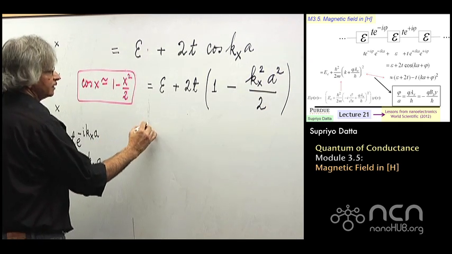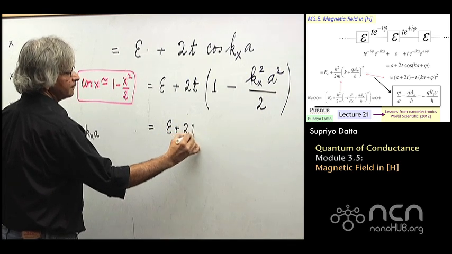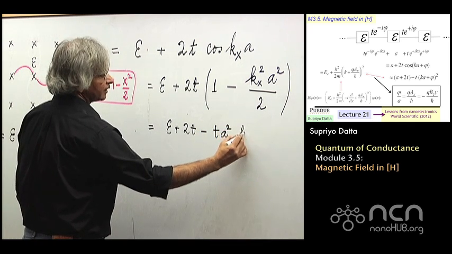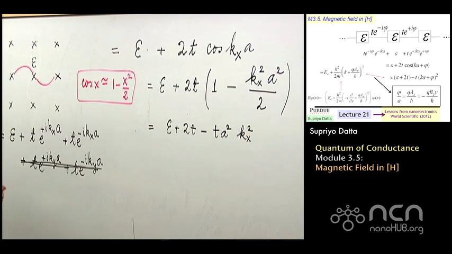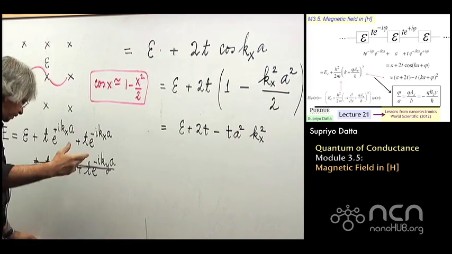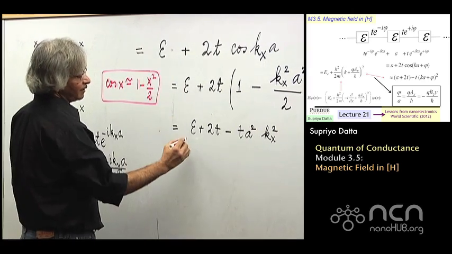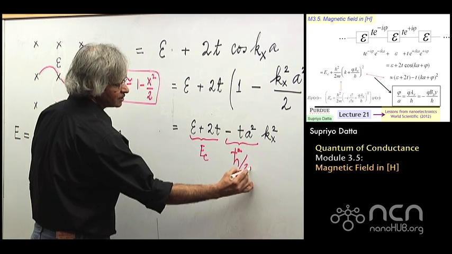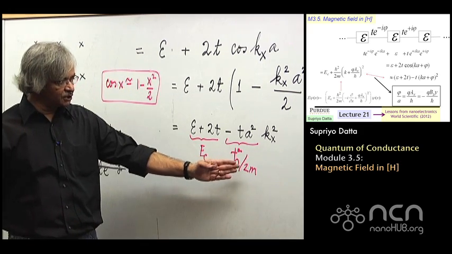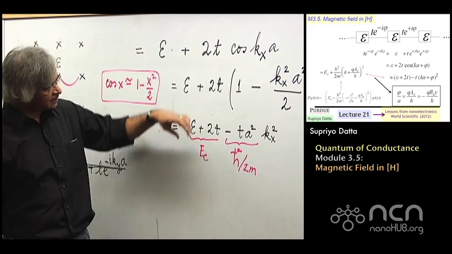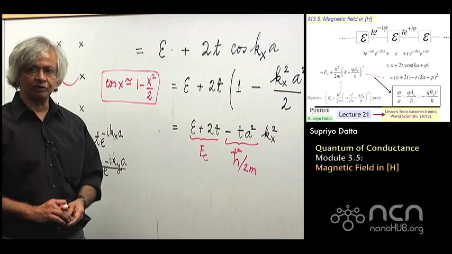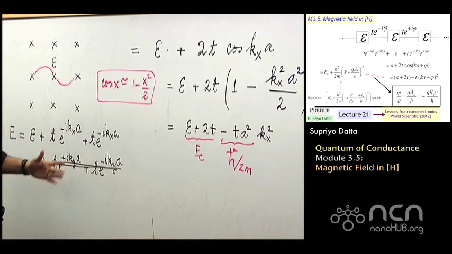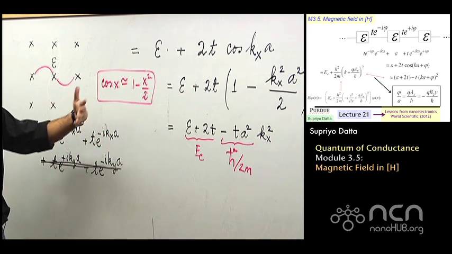Okay? And usually the next step is to write it as epsilon plus 2t minus t a squared times kx squared. And this you usually make correspond to the result that you expect, which is that this constant should be EC and this part should be h bar squared over 2m, where m is the effective mass. So if you believe in this dispersion relation, then you can choose your epsilons and t's such that that quantity is EC and that quantity is h bar squared over 2m. That's what we normally do. Now the question is, how do I modify this thing to include a magnetic field?